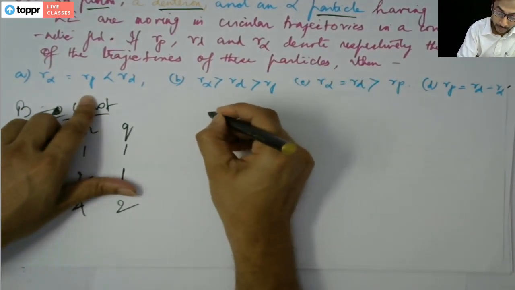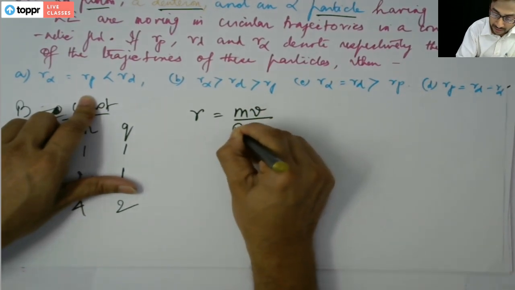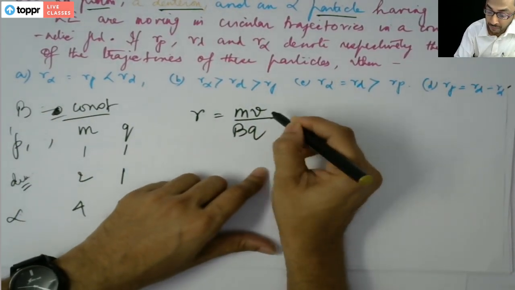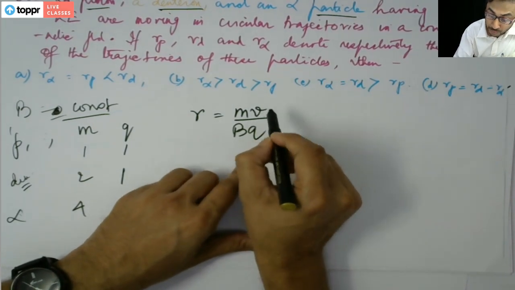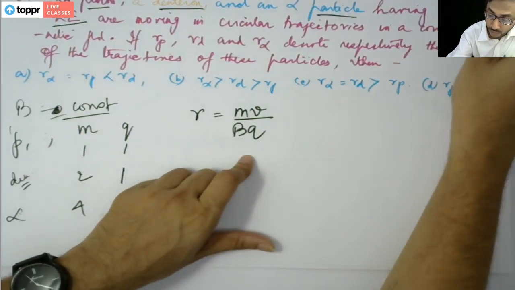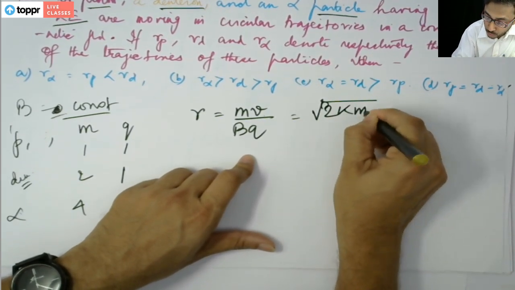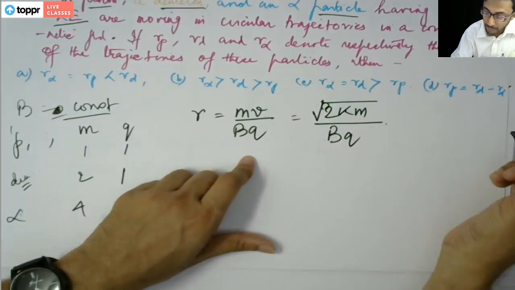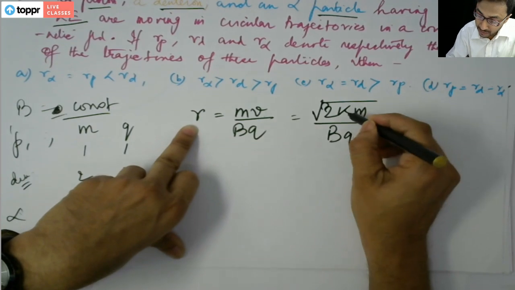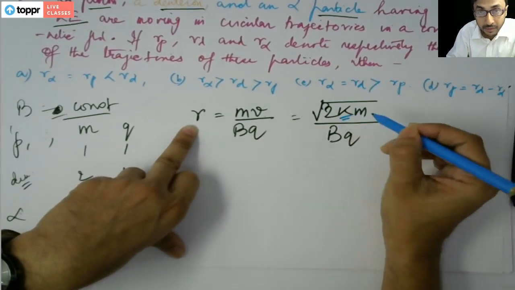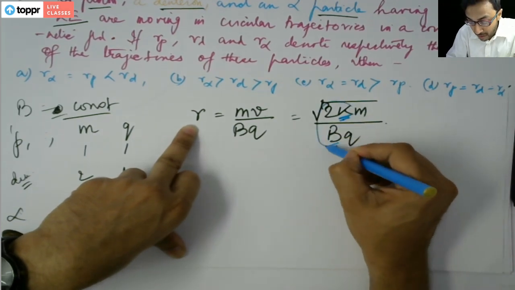Okay. Then we can write R equals MV by BQ. MV is the momentum, but here they have given the quantity in terms of kinetic energy. So we can write it is root 2 KM by BQ. Now see, kinetic energy constant means what? K is constant, this part is constant, here B is also constant, so this part is constant.